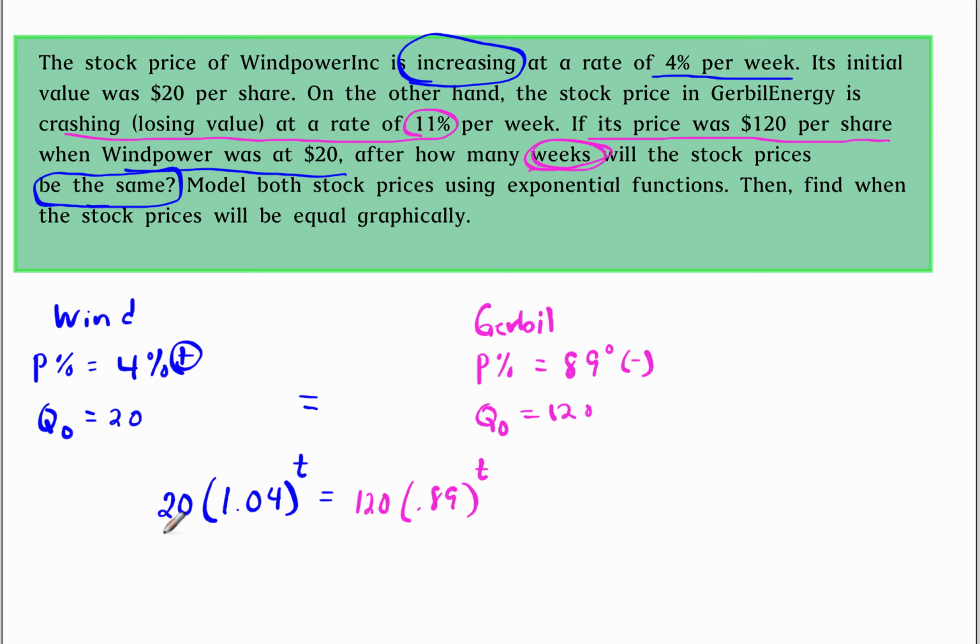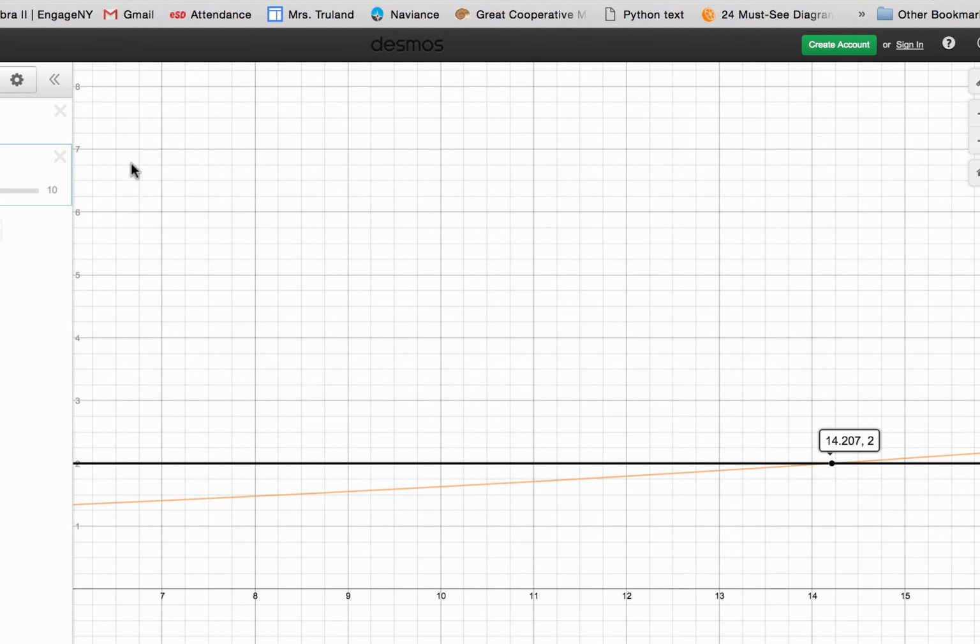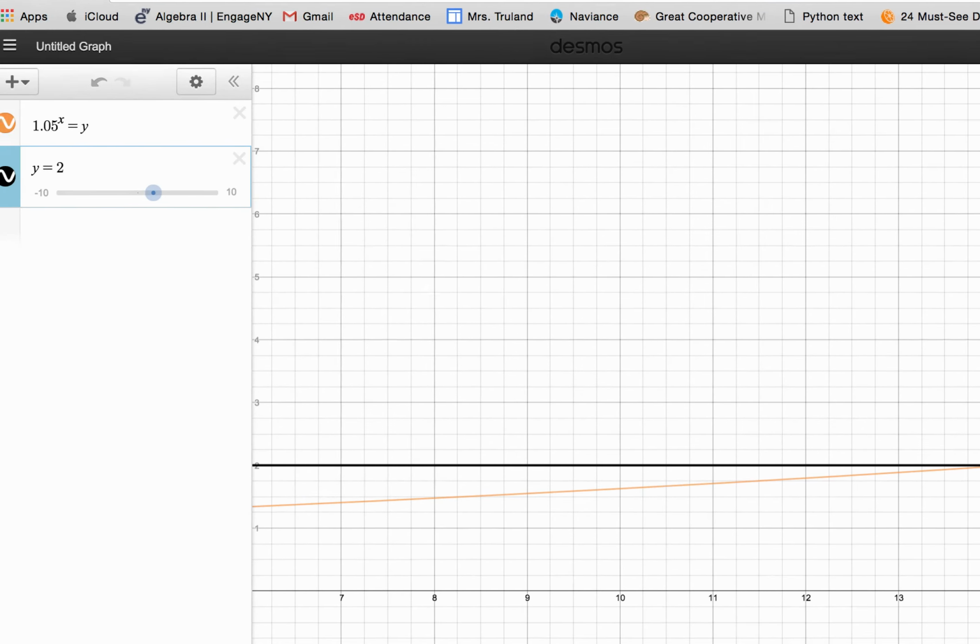I'm going to divide this by 20. I'm going to divide this by 20. That leaves me with 1.04 to the t equals 6 times 0.89 to the t. And again, we only know how to do this graphically, so we're going to go over to Desmos, and we're going to put those graphs in and see where they cross.